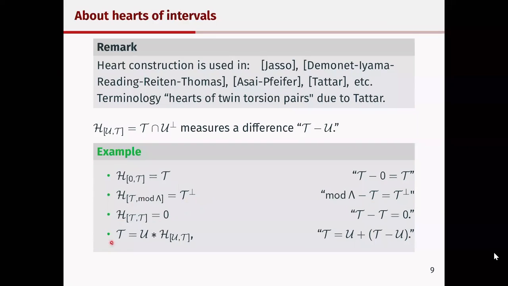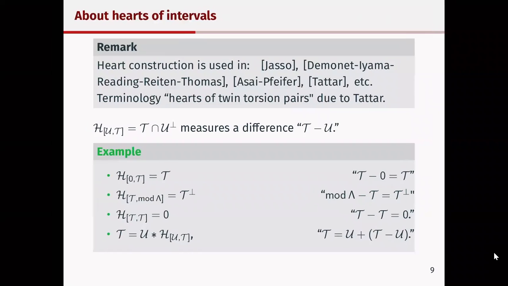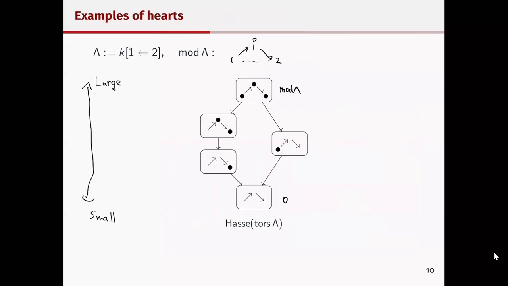And we have another equality, which means that T is an extension of U and the heart. This star product is an extension subcategory of two subcategories. So now we will see an example of the heart in the next slide.